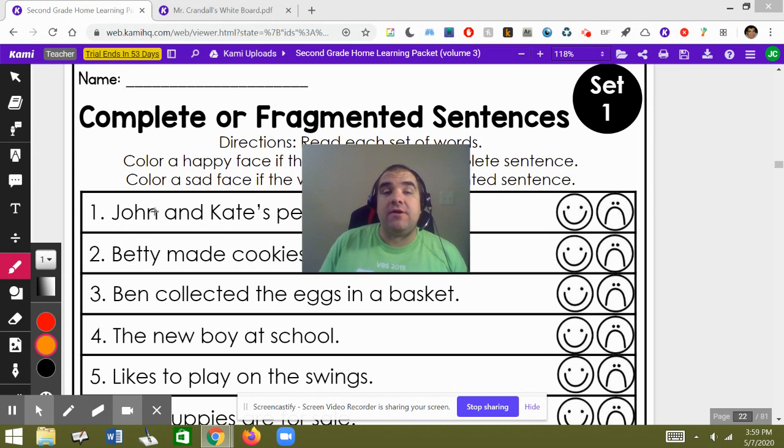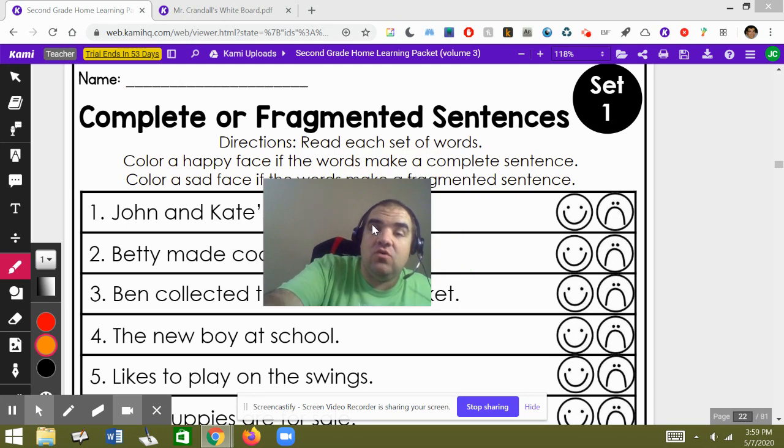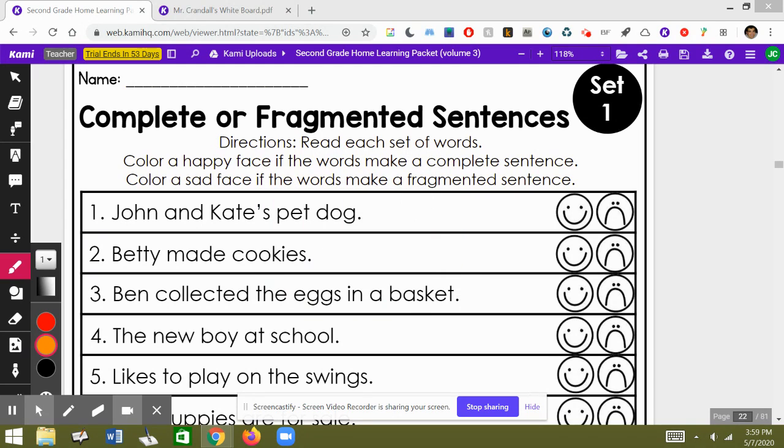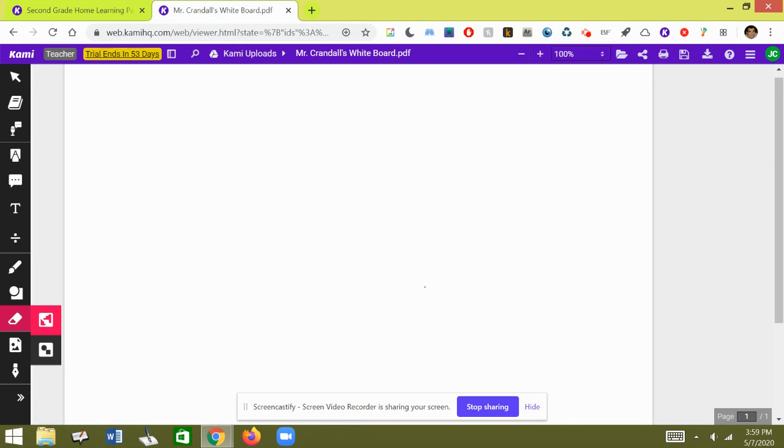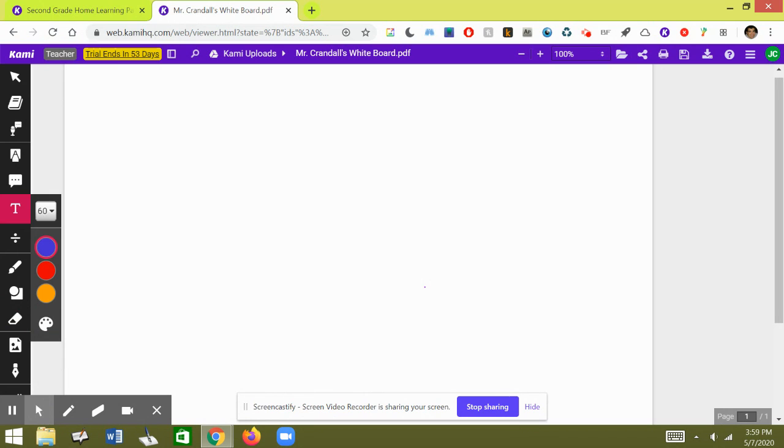We're going to be talking about complete sentences versus fragmented sentences. So, in general, and as you get older, you'll find out you can make really, really long sentences. But in general, when you first start out, you need a noun and a verb.